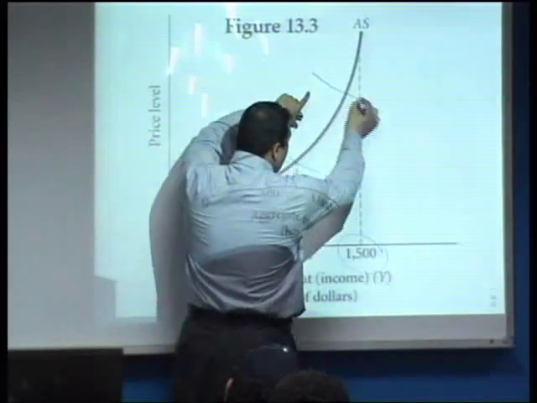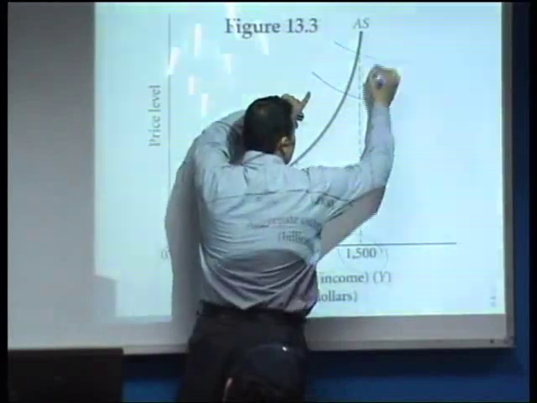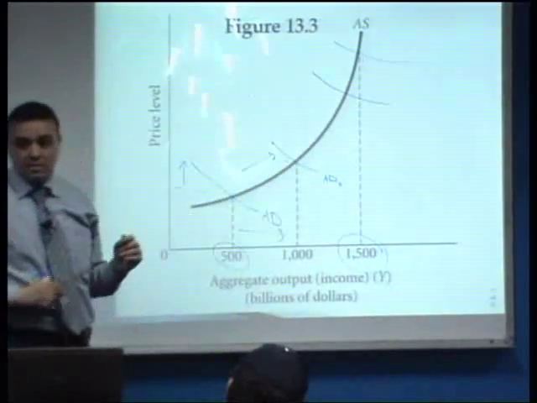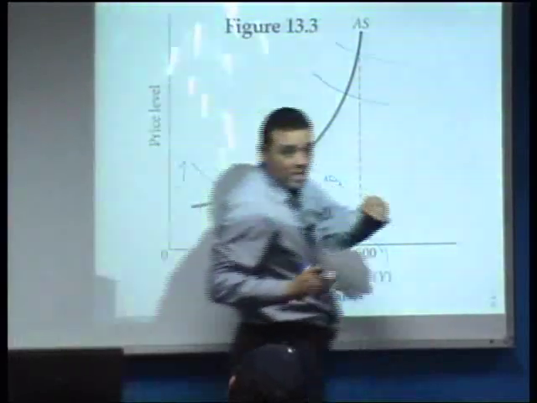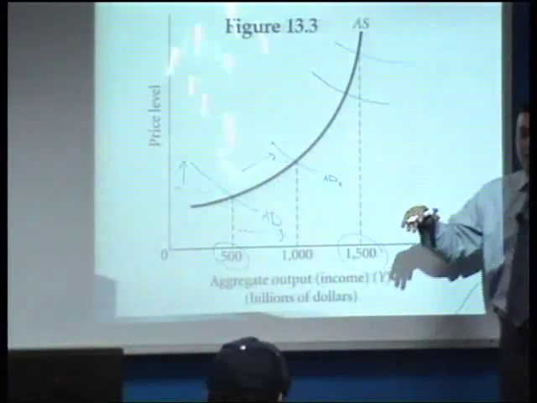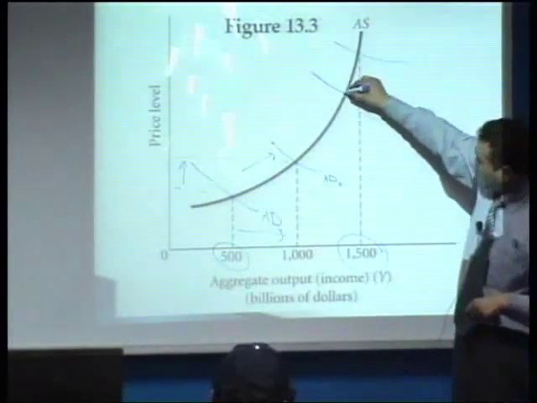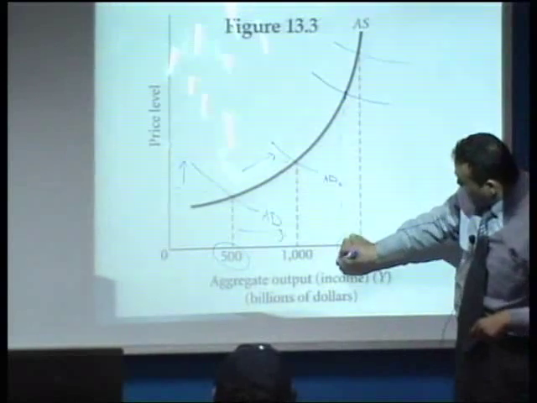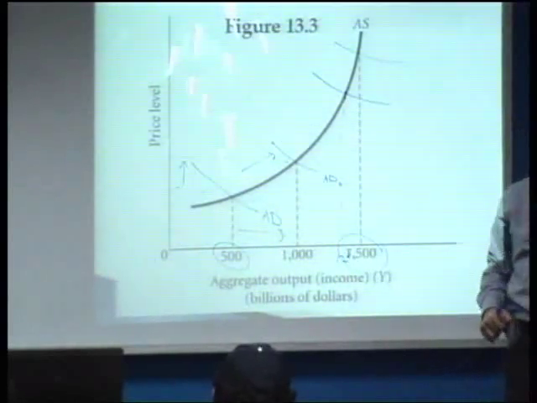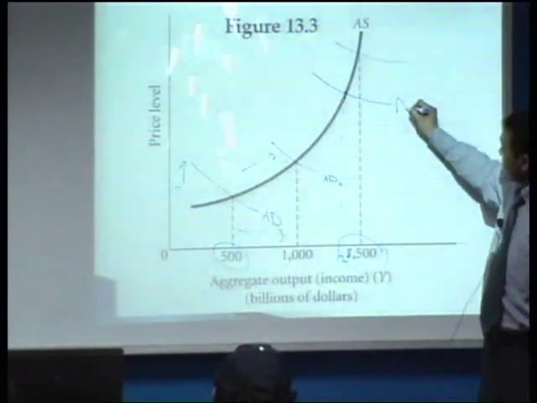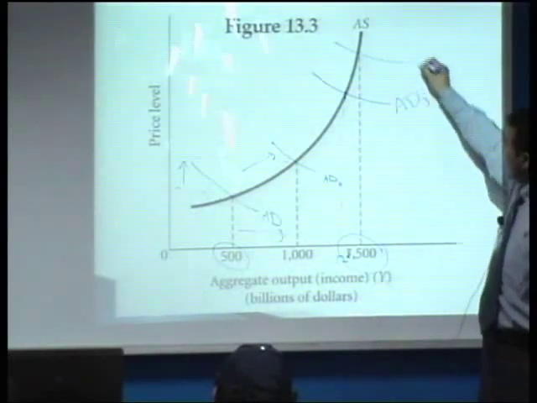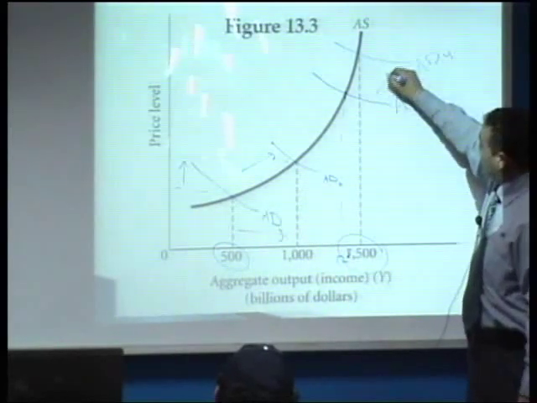Suppose that we work close or relatively near the capacity, the full capacity. We are close to the full capacity. Suppose that we are working here at 1,200, right? The increase of aggregate demand from aggregate demand 3 to aggregate demand 4 leads to what?